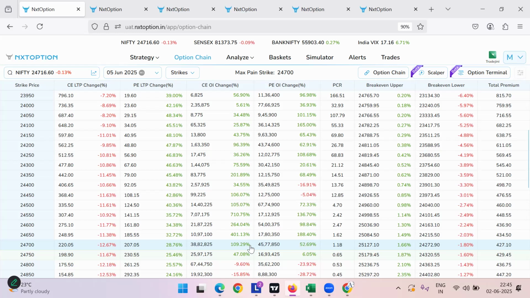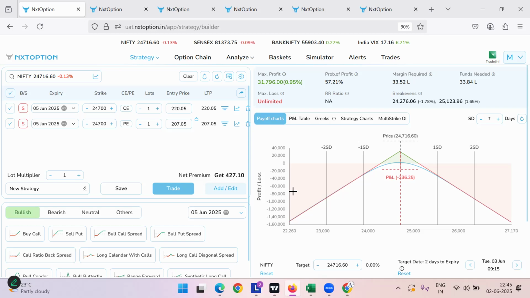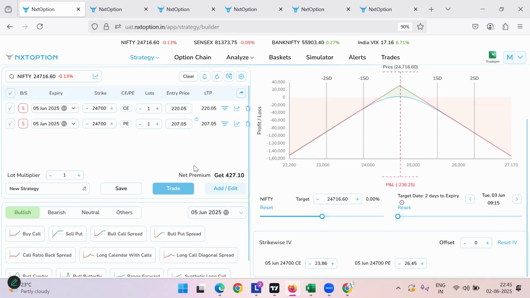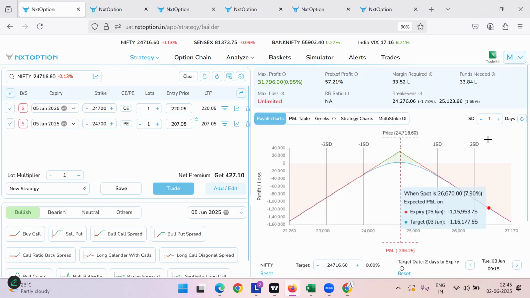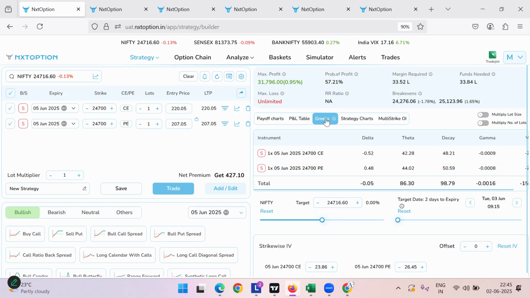Now, at any point of time, if you want to analyze it, click on the strategy builder. Both your call and put option which you want to sell, their data will be visible. You can check the Greeks, that is delta, theta, vega, and gamma. So typically, if the market remains at the same level, probably tomorrow at 24,700, then the call option and put option would decline by around 40 rupees.